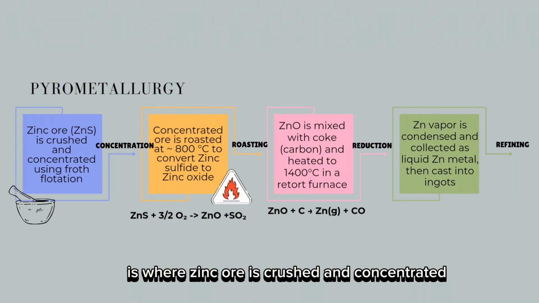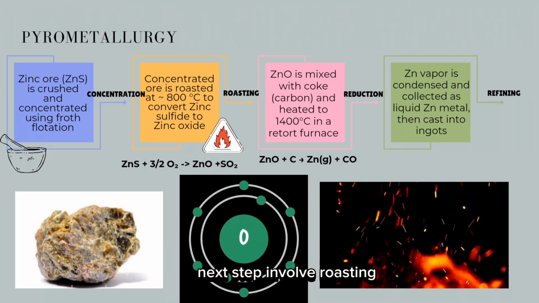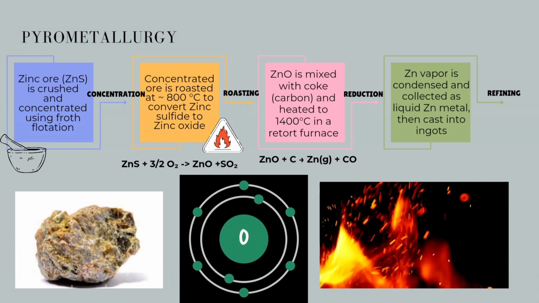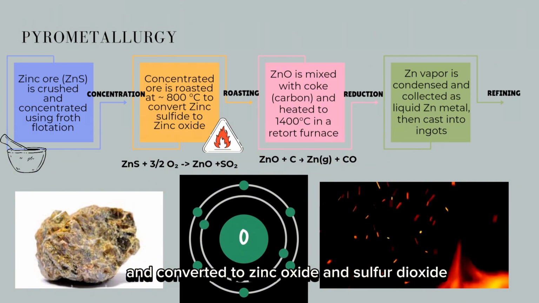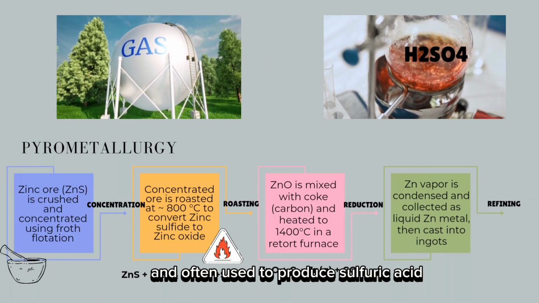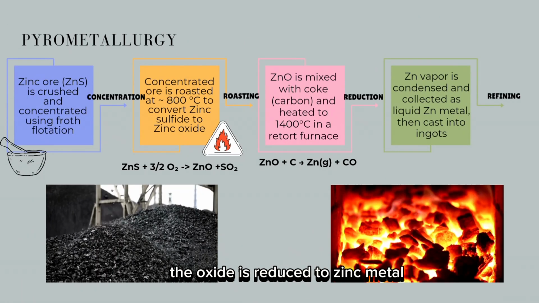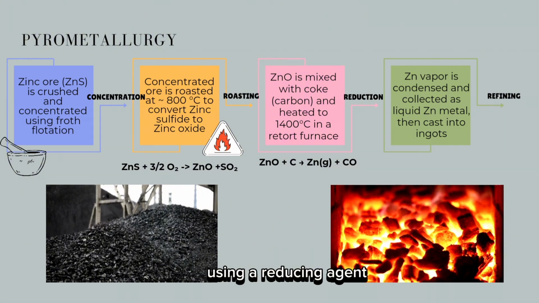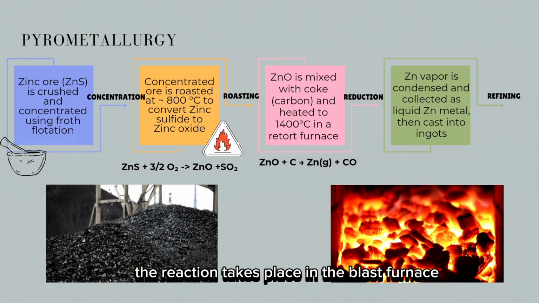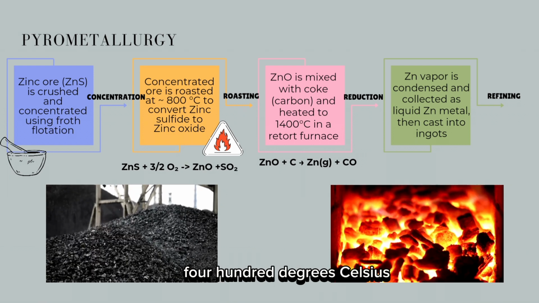Concentration is where zinc ore is crushed and concentrated using the froth flotation method. The next step involves roasting, where zinc sulfide ore is heated in the presence of oxygen and converted to zinc oxide and sulfur dioxide. The sulfur dioxide gas is collected and often used to produce sulfuric acid as a valuable byproduct. In the reduction step, zinc oxide is reduced to zinc metal using a reducing agent such as carbon in the form of coke. The reaction takes place in the blast furnace at temperatures around 1400 degrees Celsius.